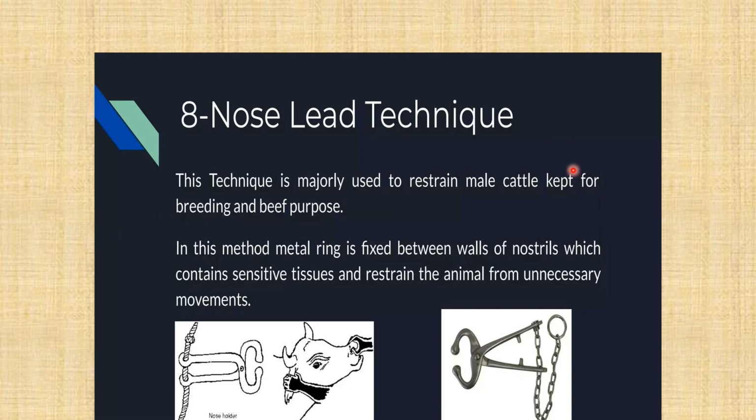The nose lead technique is one of the very simple techniques. A metal ring is fixed between the walls of the nostril, which contains sensitive tissues, and restrains the animal from unnecessary movements. Here you can see that the animal is being held simply by the nose.